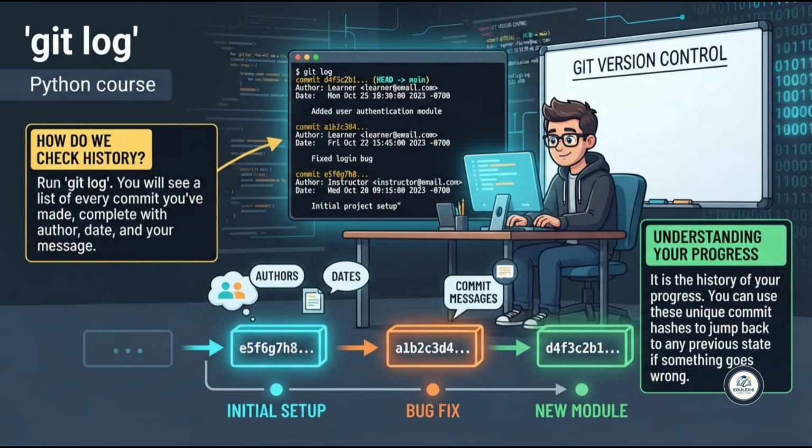How do we check history? Run git log. You will see a list of every commit you've made, complete with author, date, and your message. It is the history of your progress. You can use these unique commit hashes to jump back to any previous state if something goes wrong.